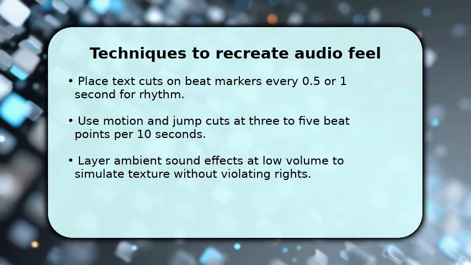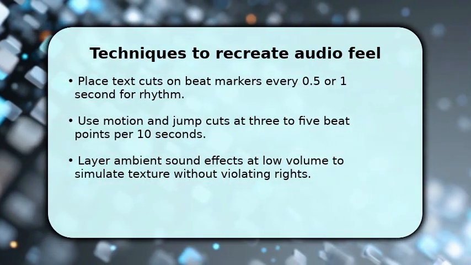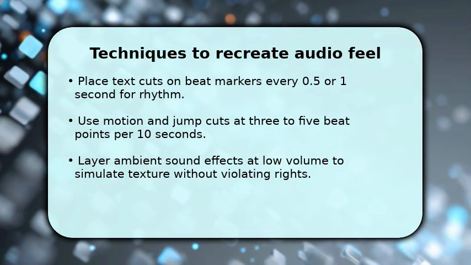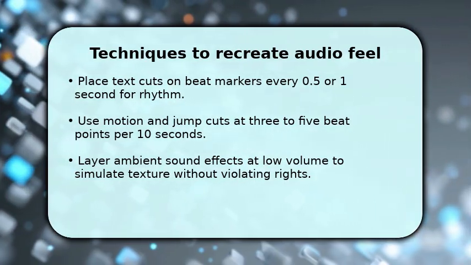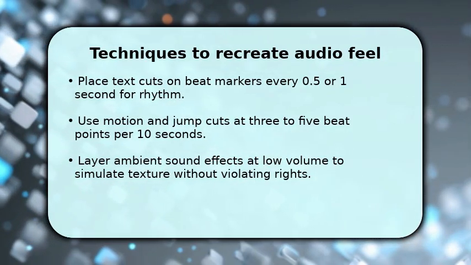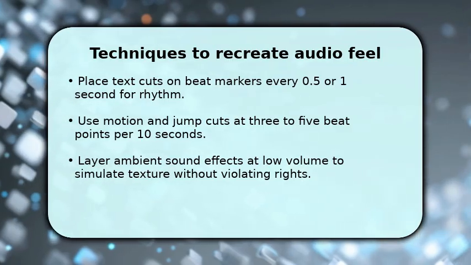Start by mapping beat markers visually every 0.5 or 1 second for clear timing. Place text cuts and jump cuts on those beat markers to simulate the music pulse. Use 3 to 5 beat-driven transitions per 10 seconds for consistent energy.